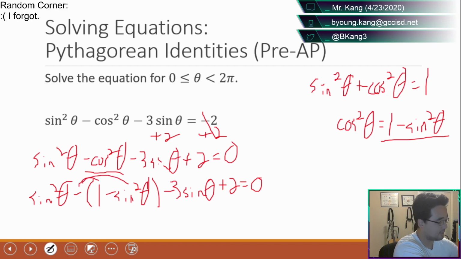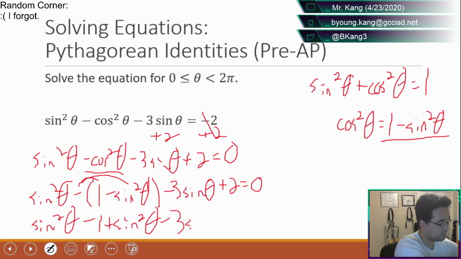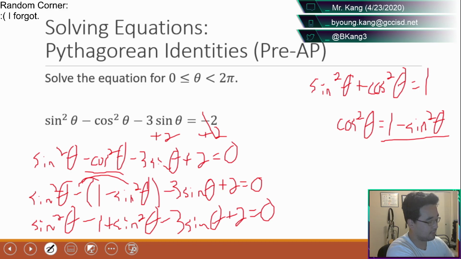So distribute that negative out. Here, I'll go ahead and write out this line right here. Sine minus 1 plus sine squared minus 3 sine plus 2. And then you've got the sine squares that combine, and you've got the negative 1 plus 2 that combines.